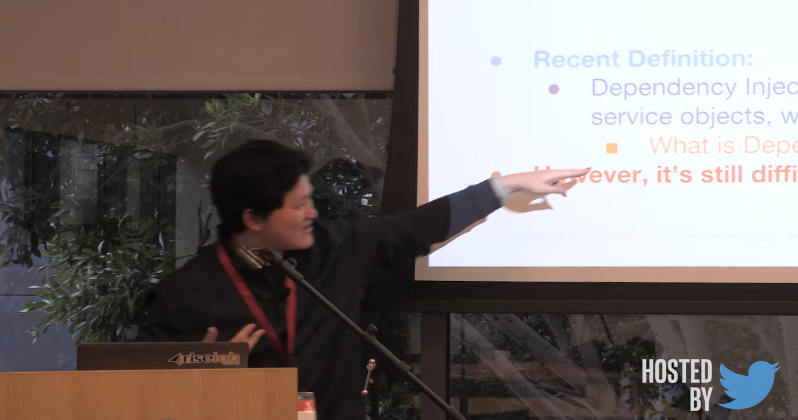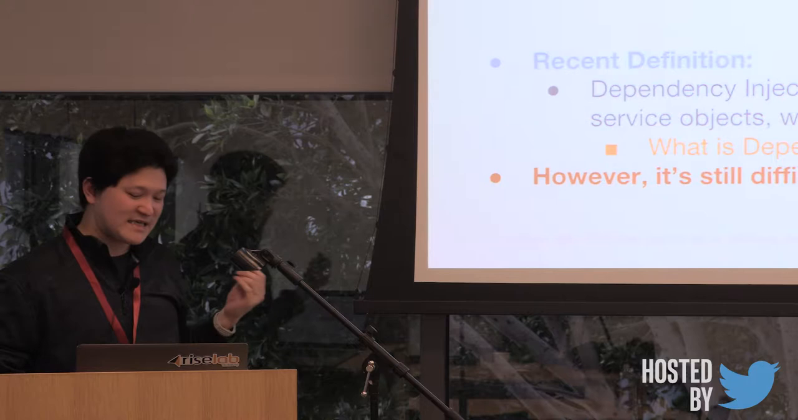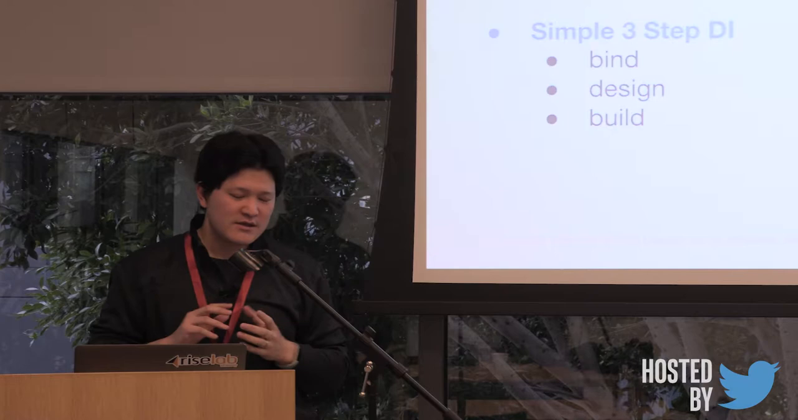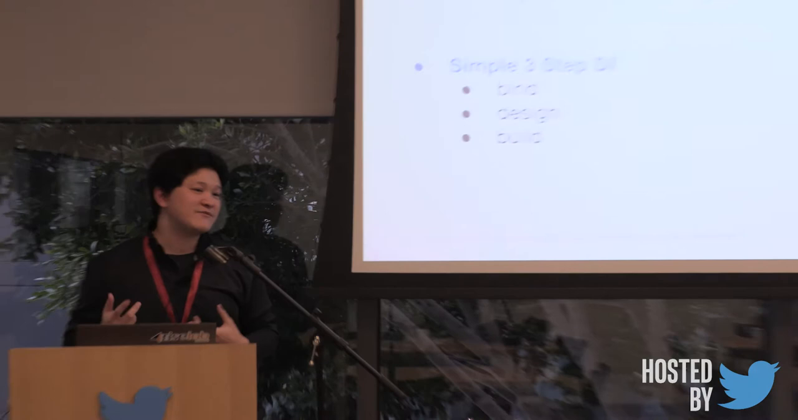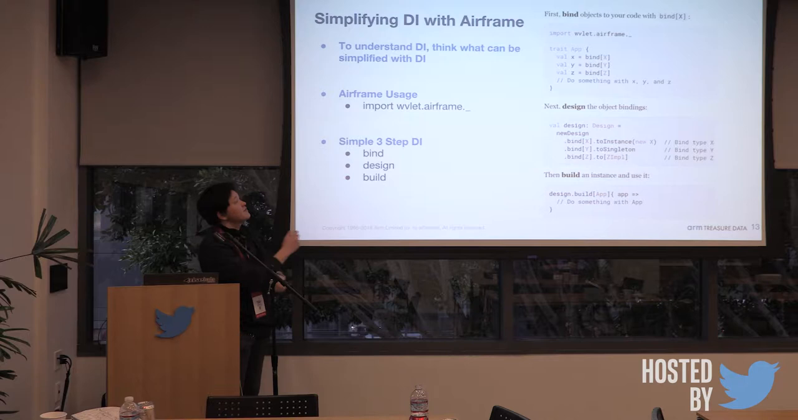If you read this article carefully, probably you can understand what he means, but it's quite difficult to understand what DI is. So we need to switch our thought process. Rather than trying to understand what DI is, we should think about what can be simplified by using DI. So I'm going to show that by explaining how to use Airframe, and then what can be simplified by using Airframe.